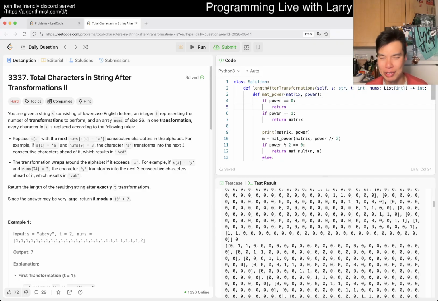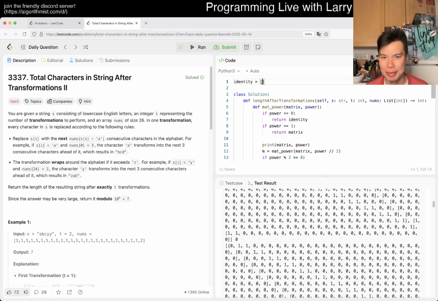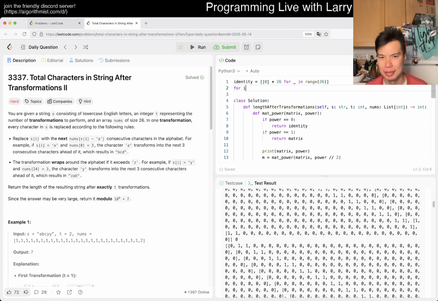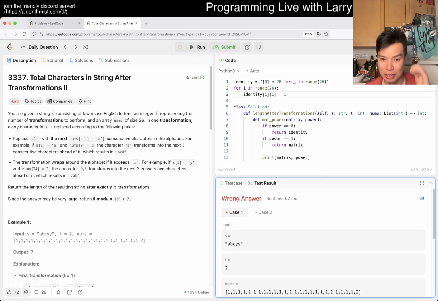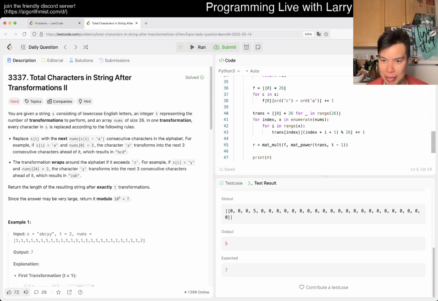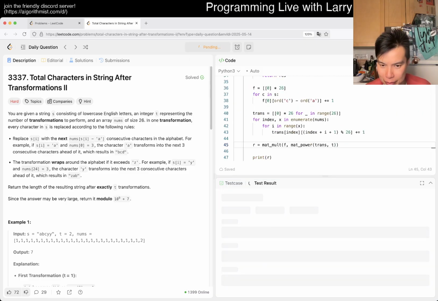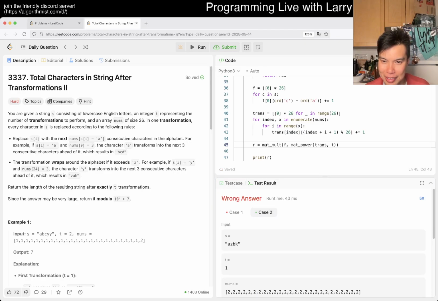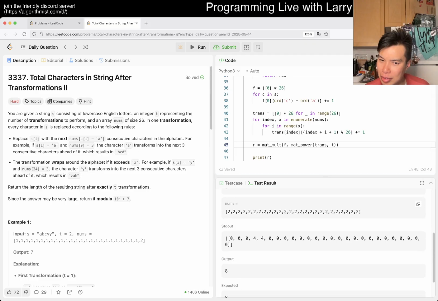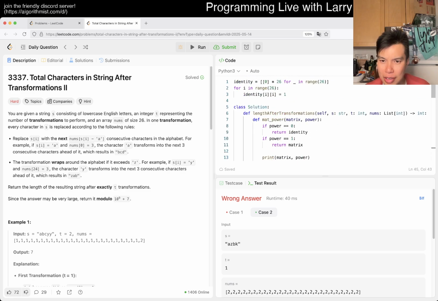Then return the identity matrix, which is a weird thing, but this is just like a regular identity matrix where you have one on the diagonal. I thought I didn't need it, but okay, so I was wrong about t minus 1. But okay, well, maybe I'm just wrong on a lot of things. T is 2. So we do 2 transformations. That makes sense. So then now, why is this wrong?